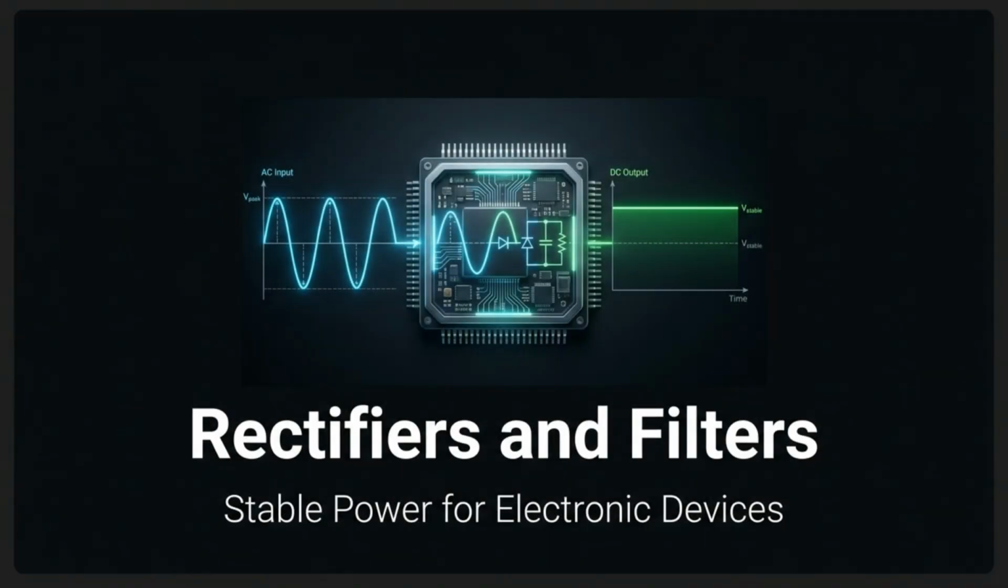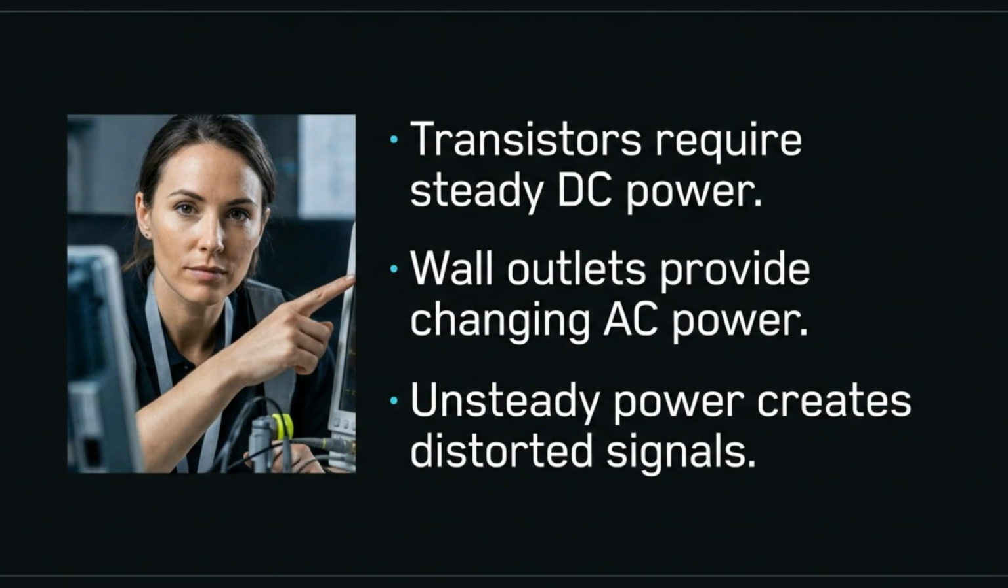Welcome to this video on rectifiers and filters, exploring how they provide stable power for electronic devices. Electronic devices, such as those with transistors, require steady DC power. However, wall outlets supply changing AC power, which can lead to unsteady power and distorted signals.